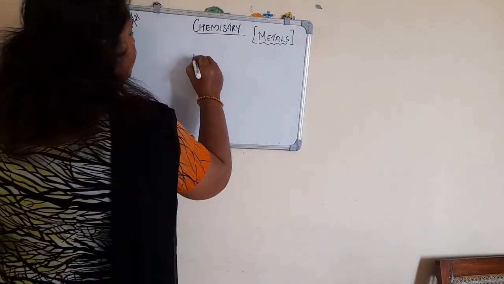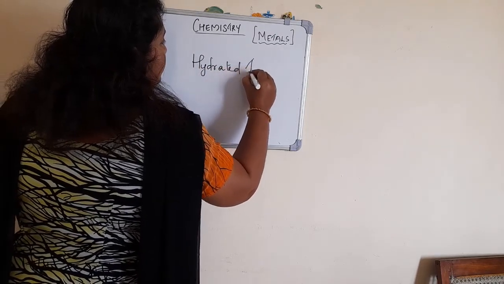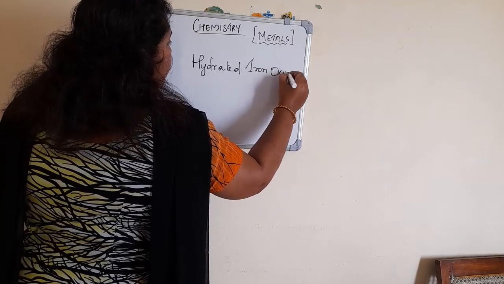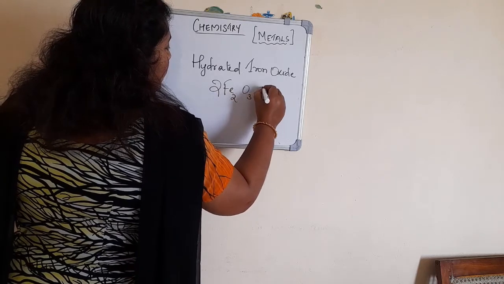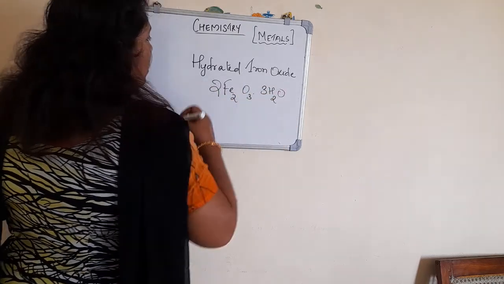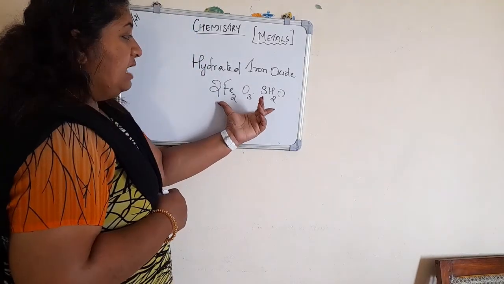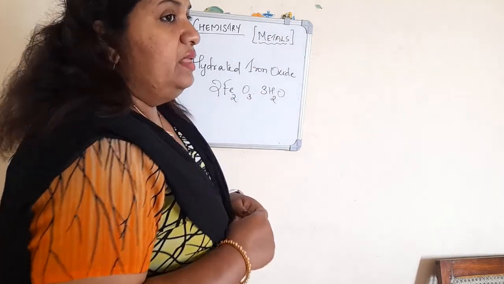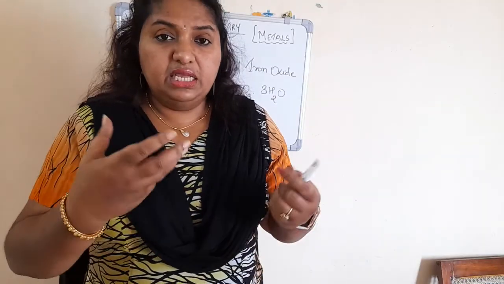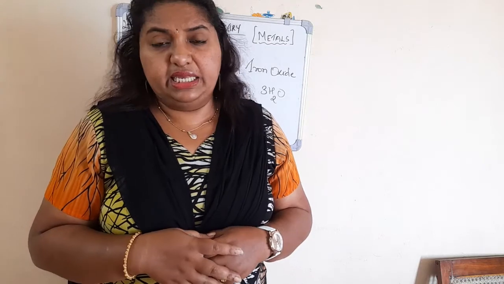So rust is hydrated iron oxide. That is 2Fe2O3.3H2O. This is hydrated iron oxide. Hydrated iron oxide is otherwise known as rust, and the chemical formula of hydrated iron oxide is 2Fe2O3.3H2O. That is, this iron slowly reacts with moisture and oxygen, and chemically turns into iron oxide, or rust.